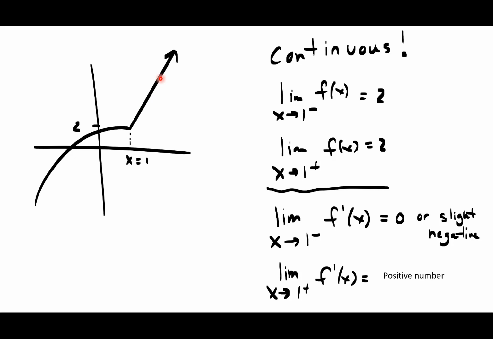the limits from each side of the slope are not the same. And so we say that we cannot take a derivative because we can't determine the slope of what's happening right at x equals 1. So in this case, they're not the same. Therefore, you can't take a derivative.